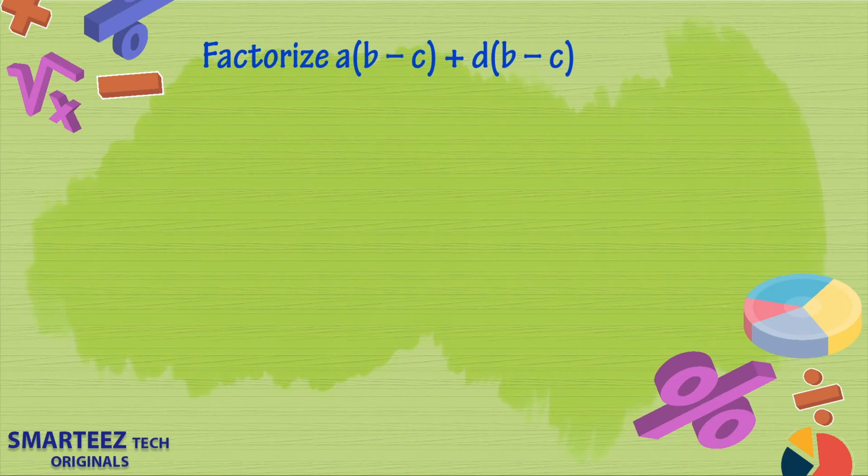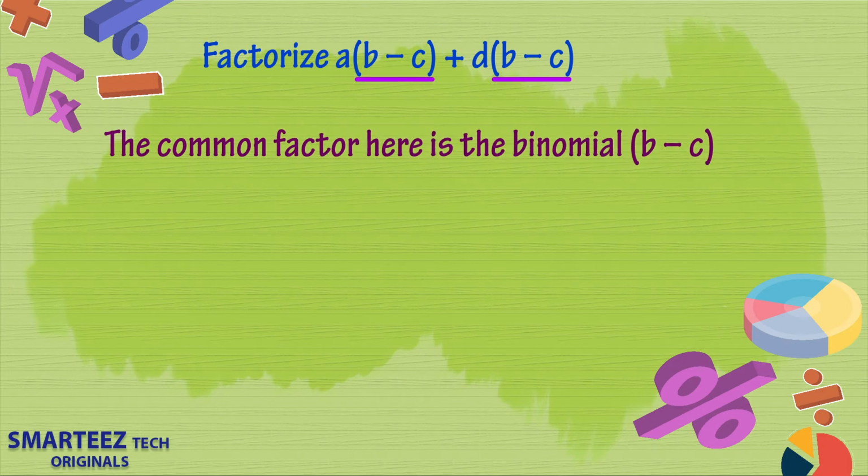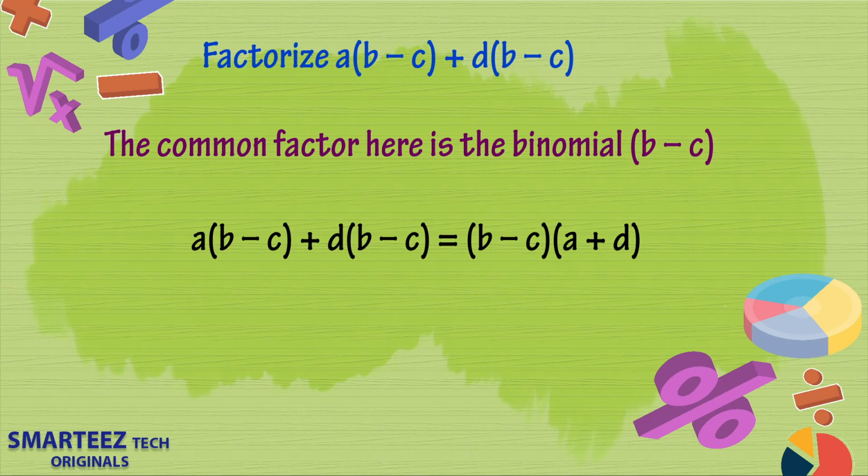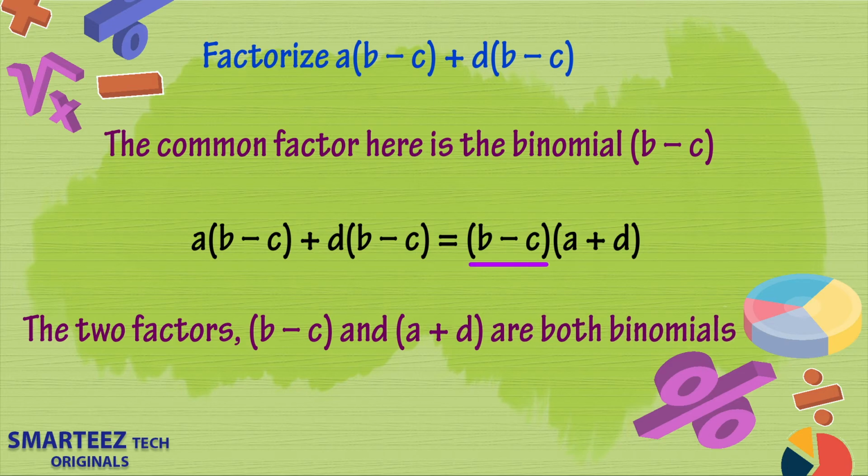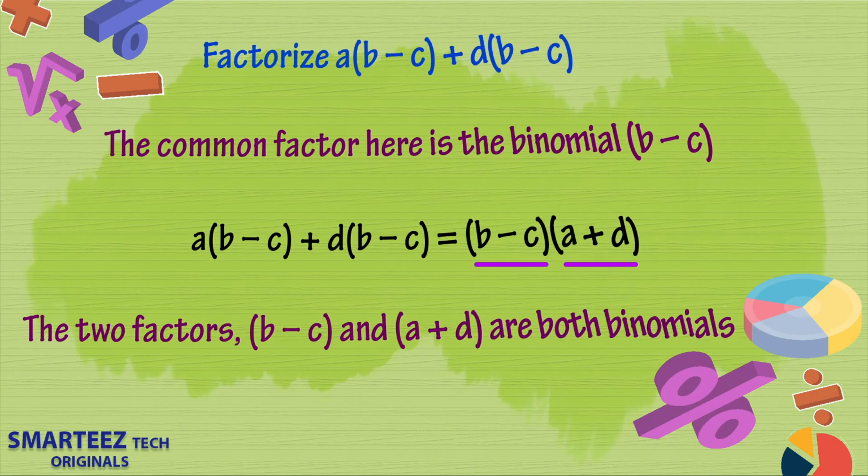Factorize a times (b minus c) plus d times (b minus c). The common factor here is a binomial, b minus c. So a times (b minus c) plus d times (b minus c) equals (b minus c) times (a plus d). Here the two factors, b minus c and a plus d, are both binomials. Let's look at another example.